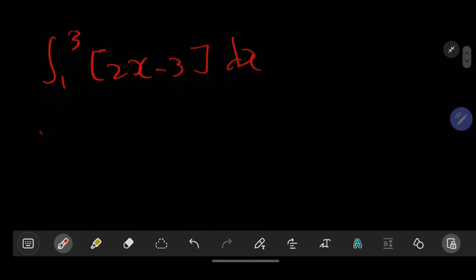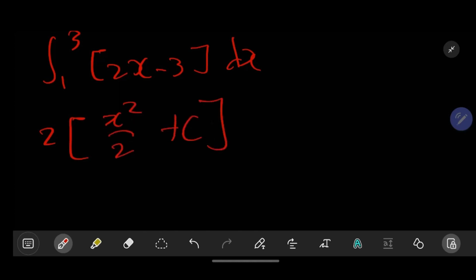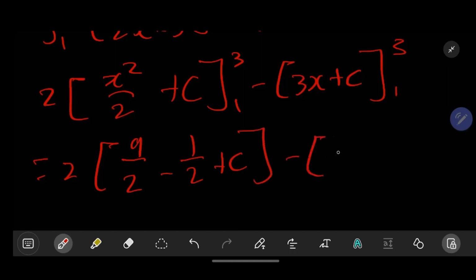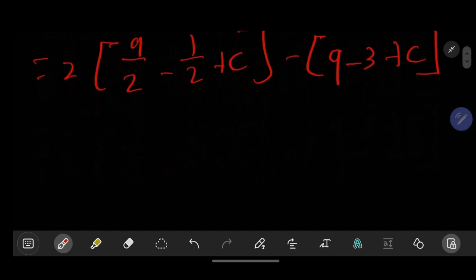We have the integral from 1 to 3 of 2x minus 3 dx. Now solving for this, we would write this as 2 into x squared over 2 plus c, with limits 1 to 3, minus 3x plus c, with limits 1 to 3. So taking it forward, we would say 2 into 9 by 2 minus a half plus c, minus 9 minus 3 plus c. Okay, so that's plugging in a and b.